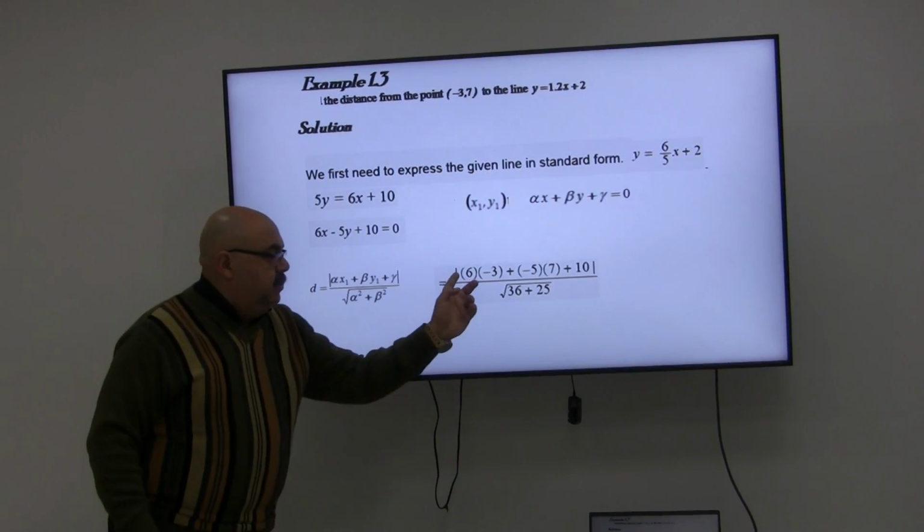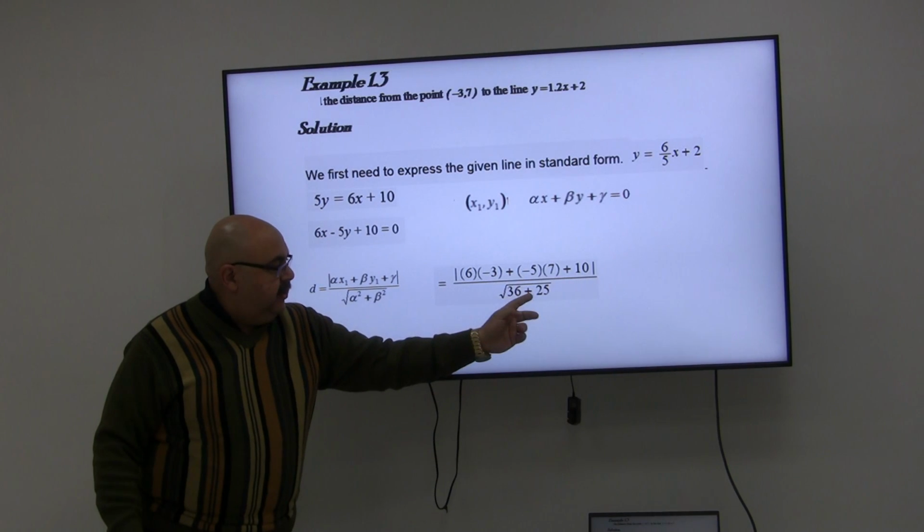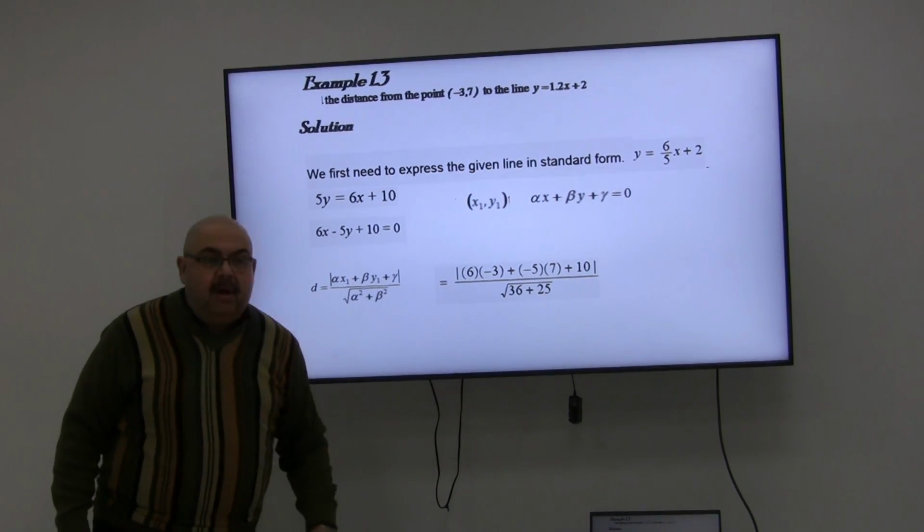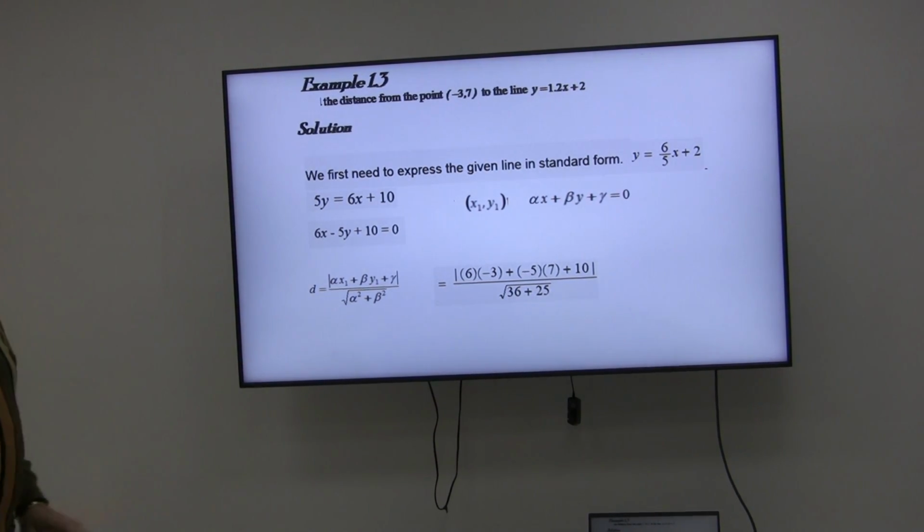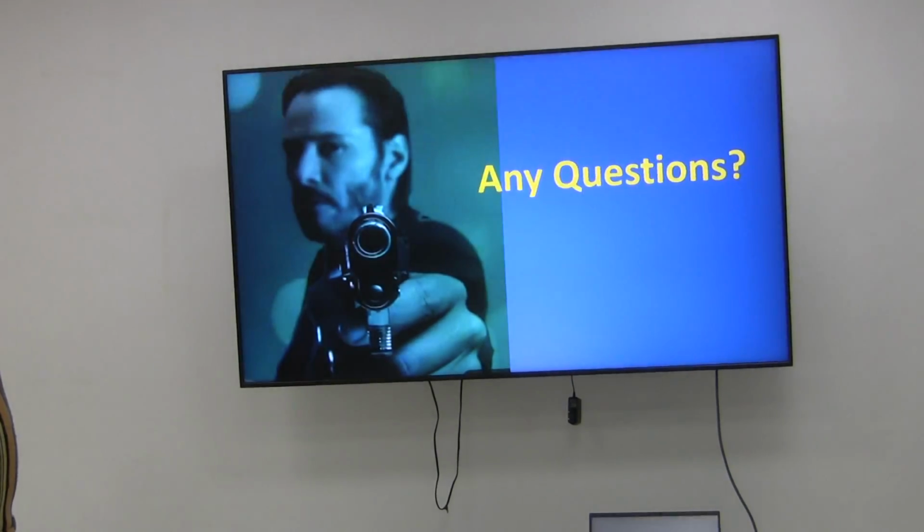Look, I took the one in front of y square and the one in front of x square, and I substituted y with x by the coordinates. Okay, very good. Any questions for this part? I don't think there are any questions.